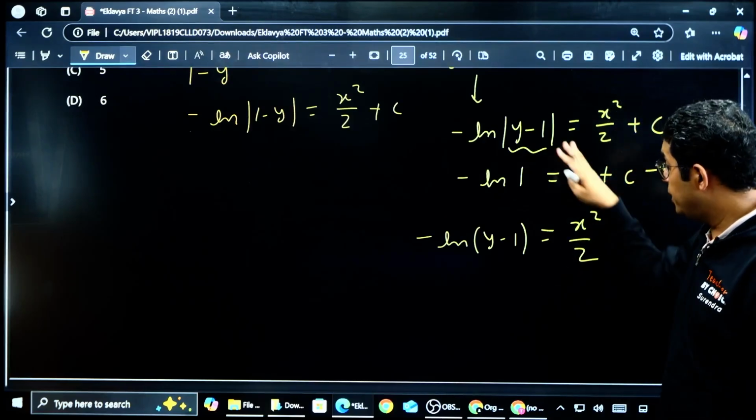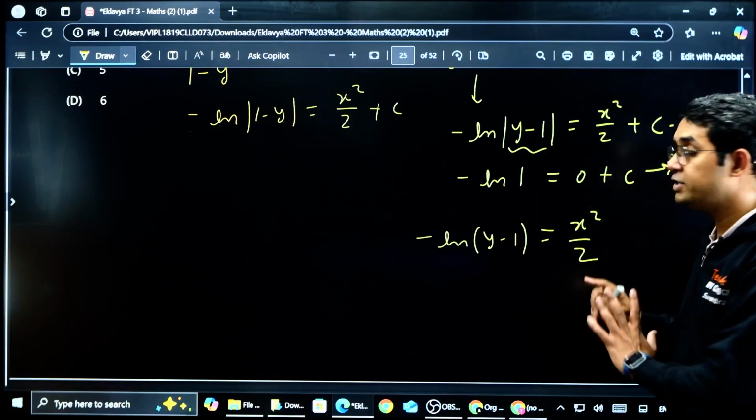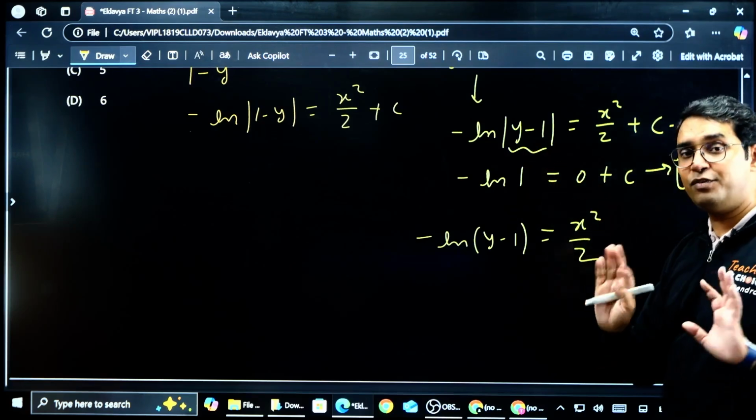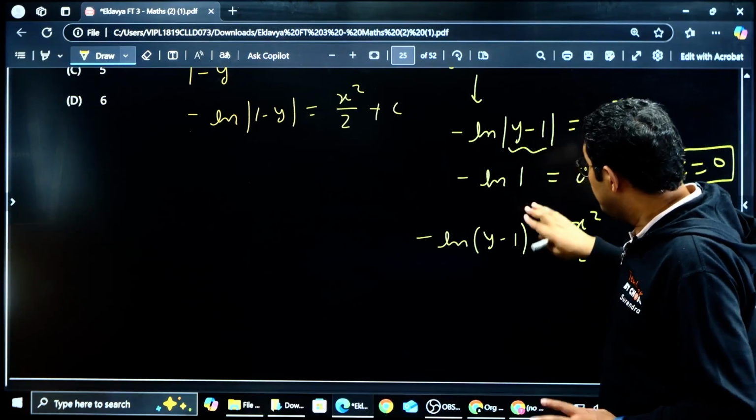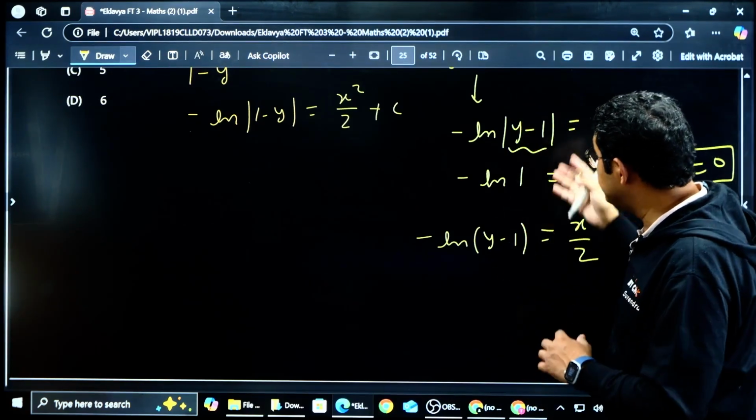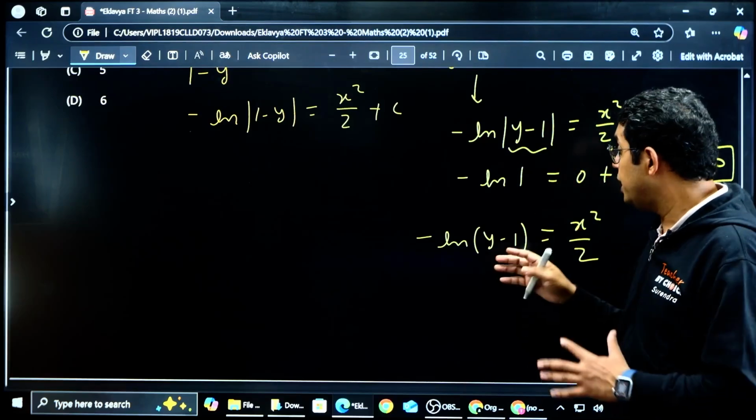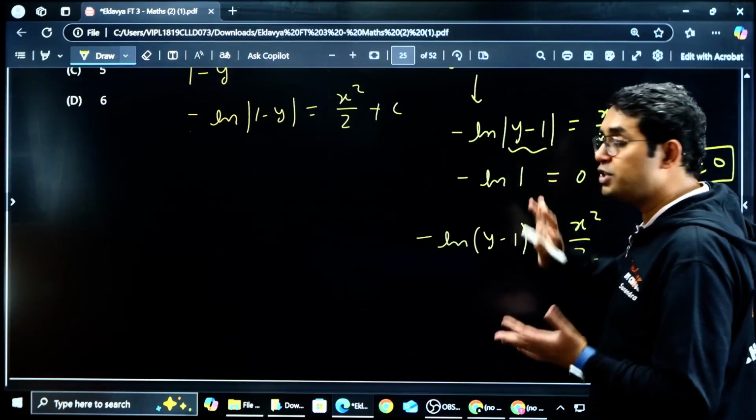Okay, why I am writing like this? Because already we are given y is equal to 2 at x is equal to 0, and we are given the function to be continuous. So if you change sometimes as y minus 1, sometimes 1 minus y, at y is equal to 1, in any case this function cannot be continuous.